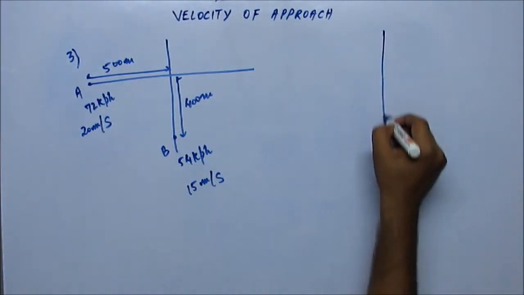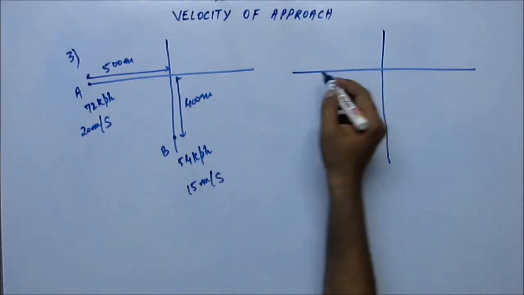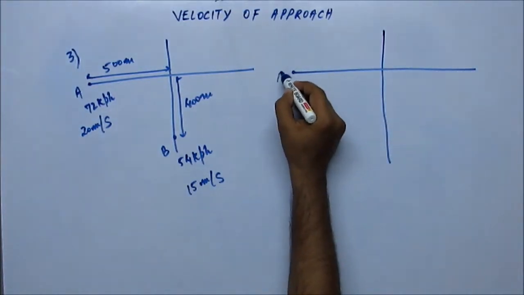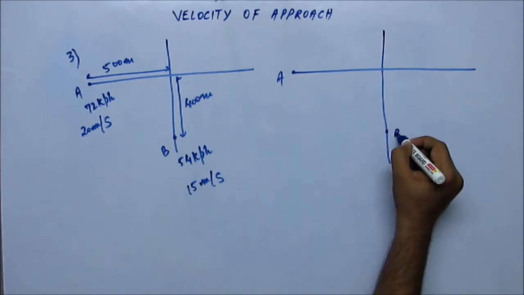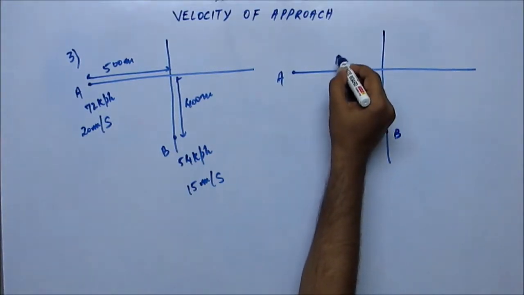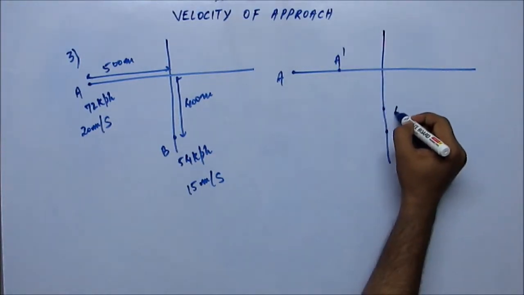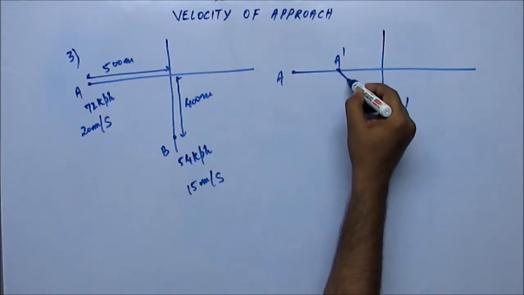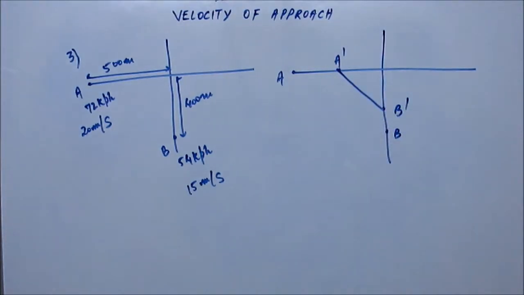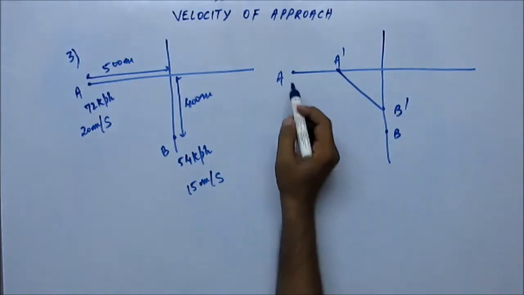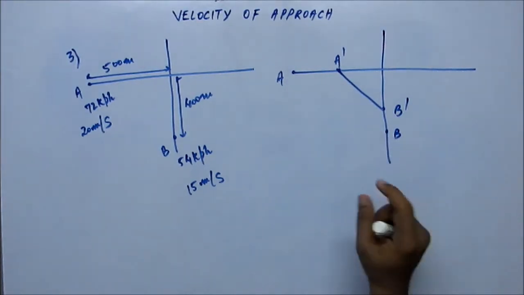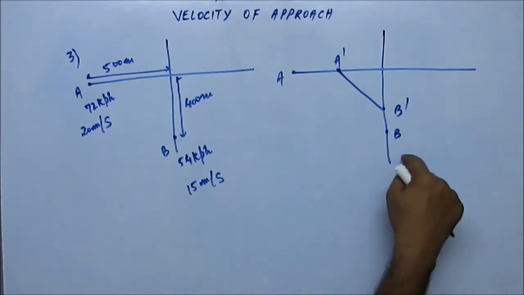Suppose A moved a certain distance. A started from here, B started from here, A moved to a new position A dash, B moved to a new position B dash. Then this is the distance between A and B at any time t. So suppose they started from here, and after time t, A moved to A dash and B moved to B dash.